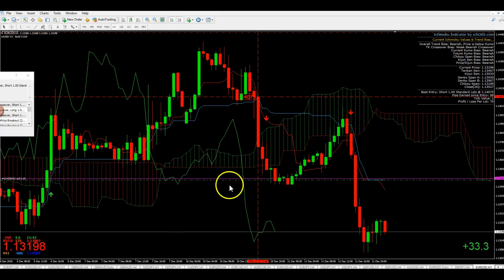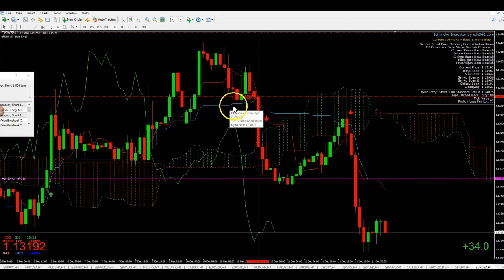So criteria number 1, the price has to cross the Kumo, either to the downside or to the upside. If it crosses to the upside, you are buying. If it crosses to the downside, you are selling. So that's criteria number 1. Criteria number 2, there has to be a TK cross. Even as you can see here, a TK cross, that's the red line here, the Tenkan-sen, crossing the blue line, which is the Kijun-sen. The red line, otherwise known as the conversion line, and the blue line, the baseline.